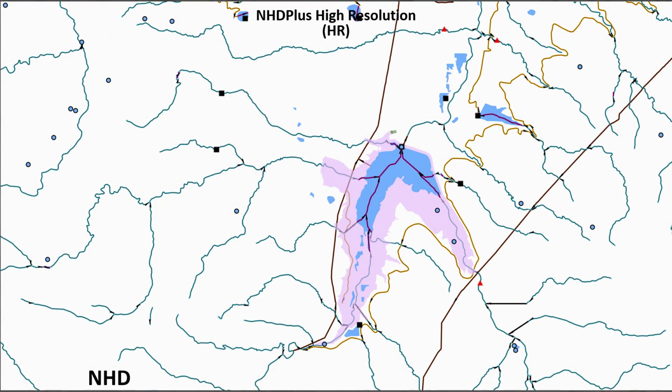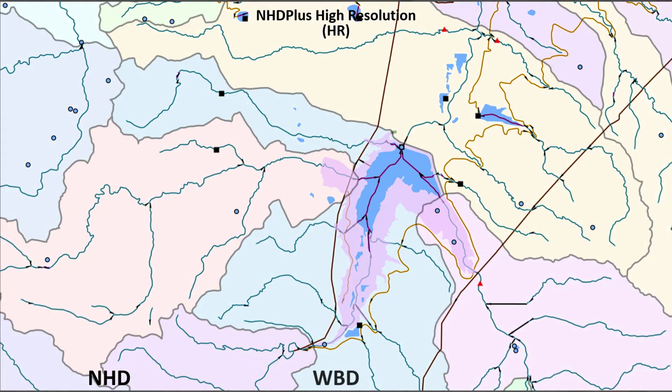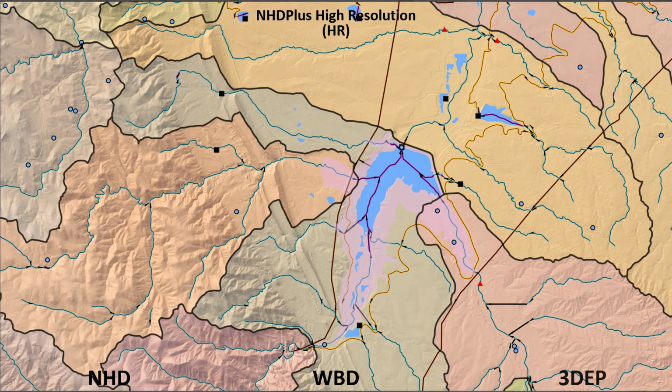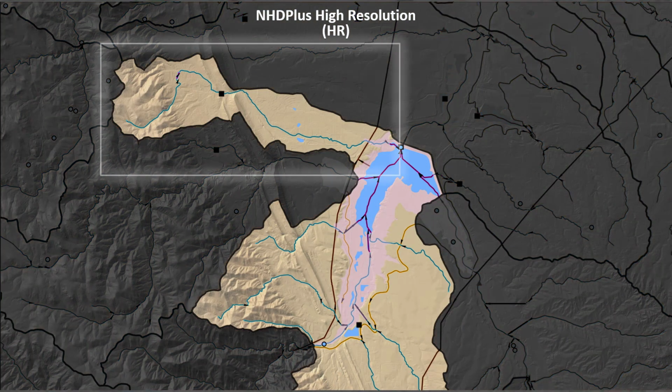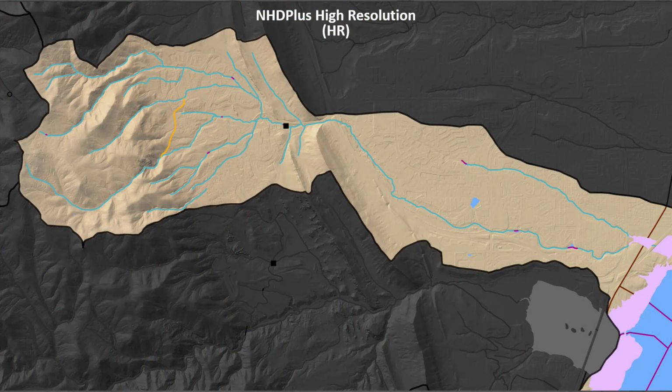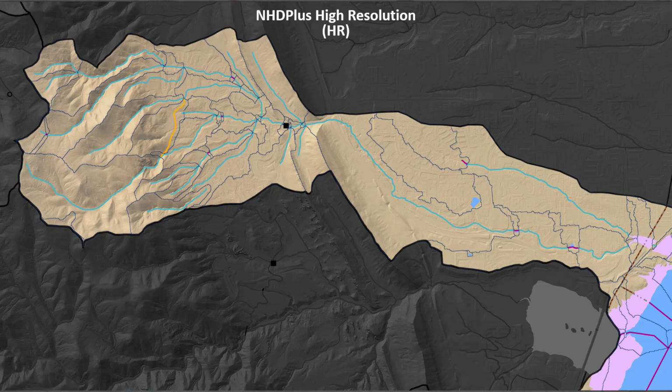NHD Plus High Resolution integrates NHD, WBD, and 3DEP digital elevation models, or DEMs, to create a hydrography framework for the nation. This allows for a better understanding of rivers and their drainage areas called catchments. NHD Plus High Resolution has an elevation-based catchment area for each flow line.